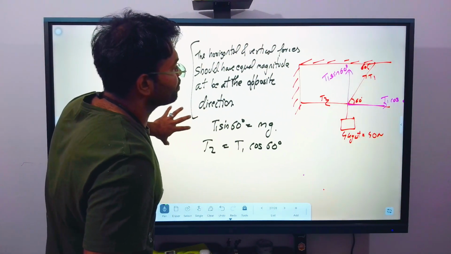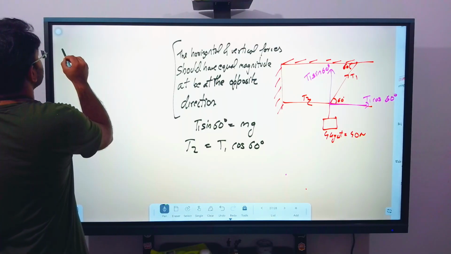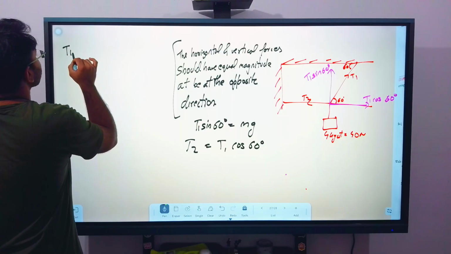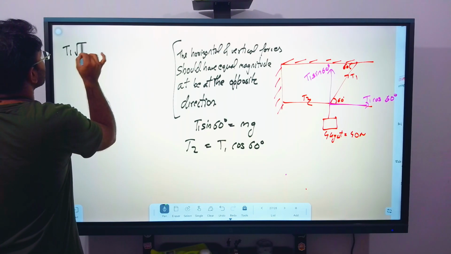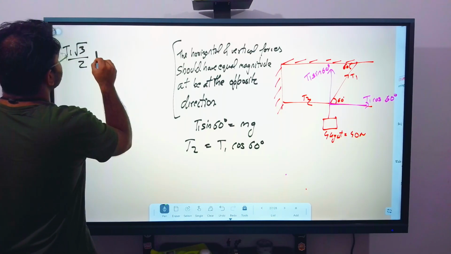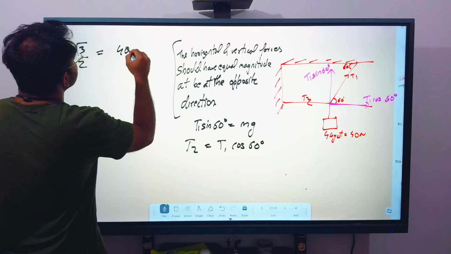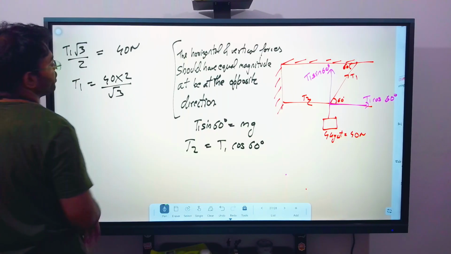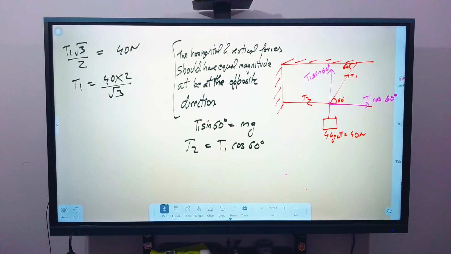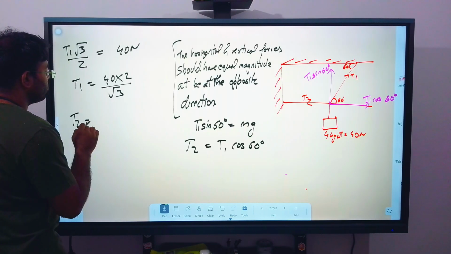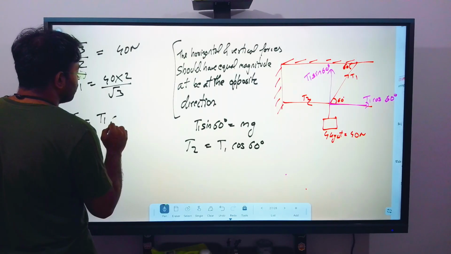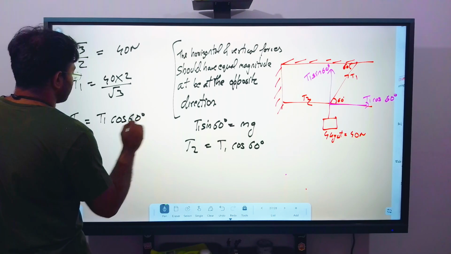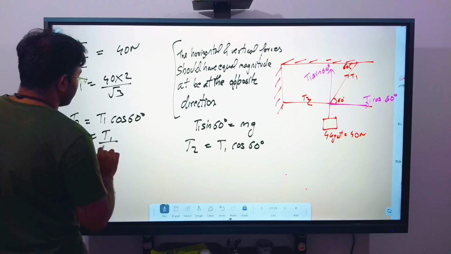T1, what is sine 60 degrees? Root 3 by 2 should be equal to 40 newtons. So T1 is equal to 40 into 2 upon root 3. Now we know that T2 is equal to T1 cos 60 degrees. What is cos 60 degrees? It is equal to T1 by 2.